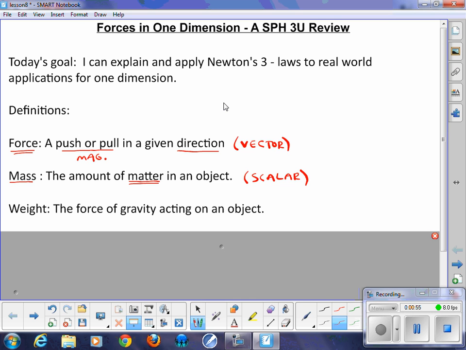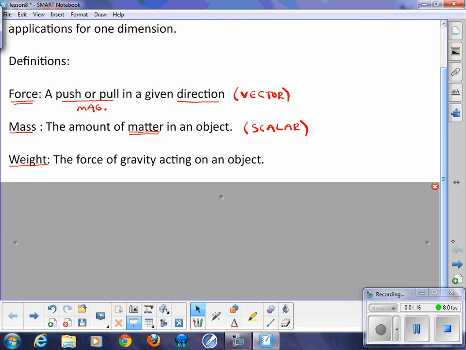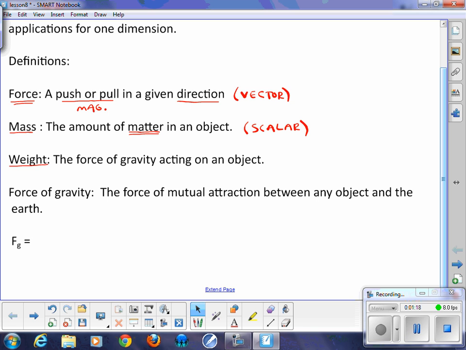Weight is the counterpart, and these two words get interchanged. Very important when you're writing solutions on tests that you are able to differentiate between them, because that's what I'm really looking for when I'm marking in terms of the communication. So weight is the force due to gravity acting on an object. So again, it will have magnitude and it will have direction. So very important to differentiate between them. And force of gravity. It is the force of mutual attraction.